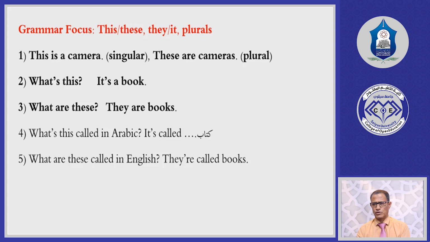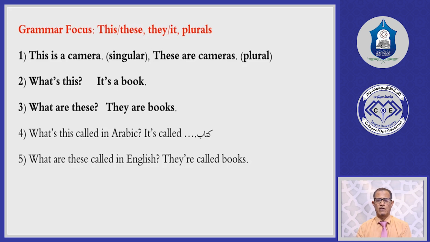We use the verb to be "is" with singular nouns. Then we have "these are" here, used because we have "these", and "cameras" is plural, so we have to use "are" in this position because this is a plural noun.